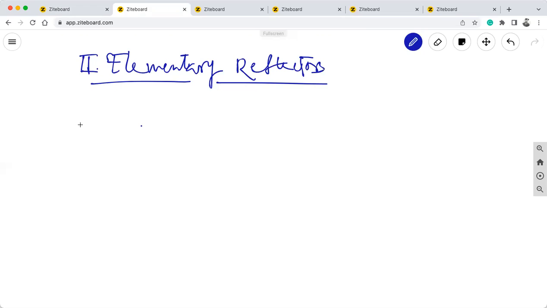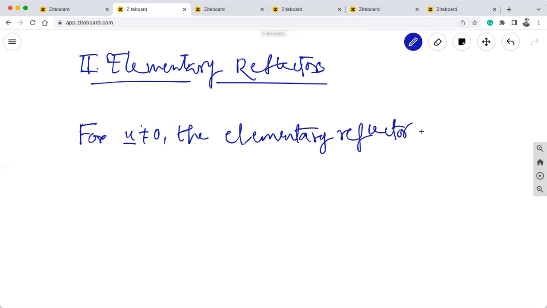So for some vector u, and it should not be a zero vector, the elementary reflector about u perp, this is important, about u perp, and thus u or u perp should belong to C n cross 1.